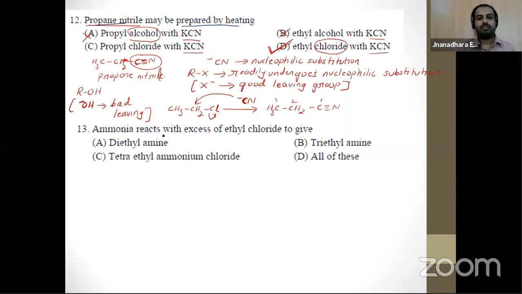Question number 13. Ammonia reacts with excess of ethyl chloride. This is again a nucleophilic substitution reaction where ammonia is acting as a nucleophile. See, ammonia is a nucleophile, and this is a nucleophilic substitution reaction. Okay, let's now try to understand this. So how would the reaction proceed?